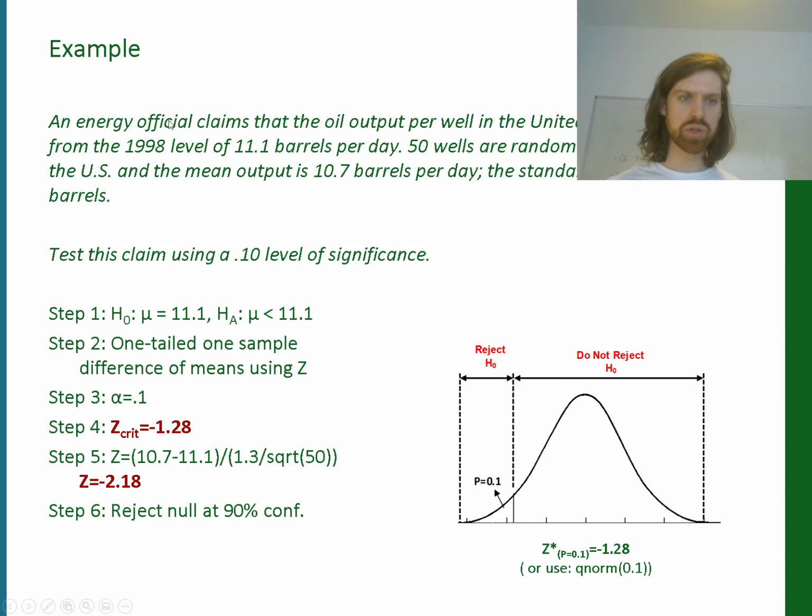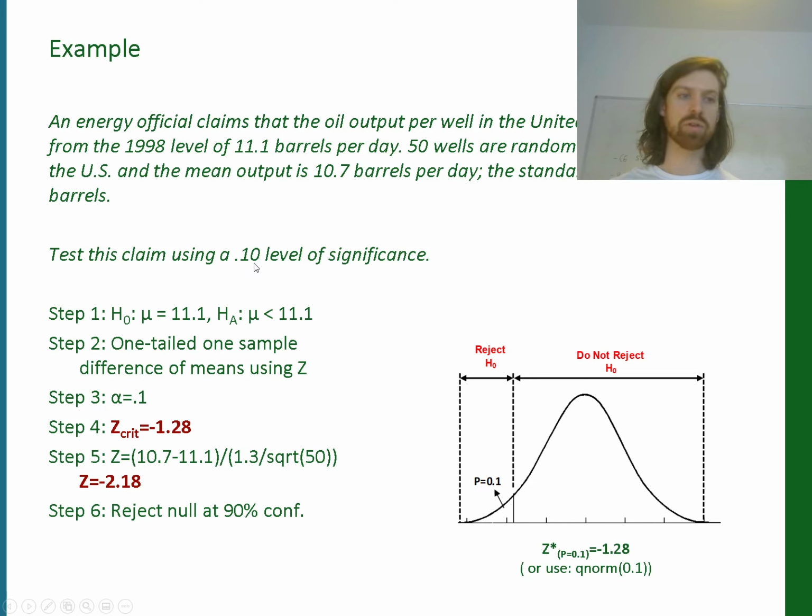An energy official claims that the oil output per well in the United States has declined from the 1998 level of 11.1 barrels per day. 50 wells are randomly sampled throughout the US, and a mean output of 10.7 barrels per day is obtained in that sample with a standard deviation of 1.3 barrels. We need to test this claim that oil output per well in the United States has declined at an alpha value of 0.1. Okay, so essentially we want to test this claim. We want to be 90% certain that we're right. We can accept a 10% error margin where we might be wrong.